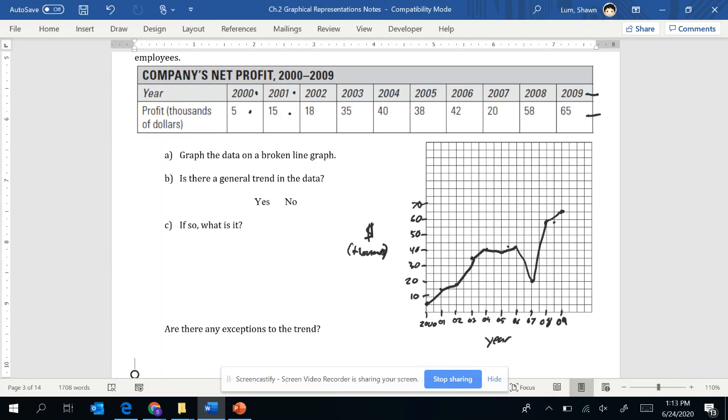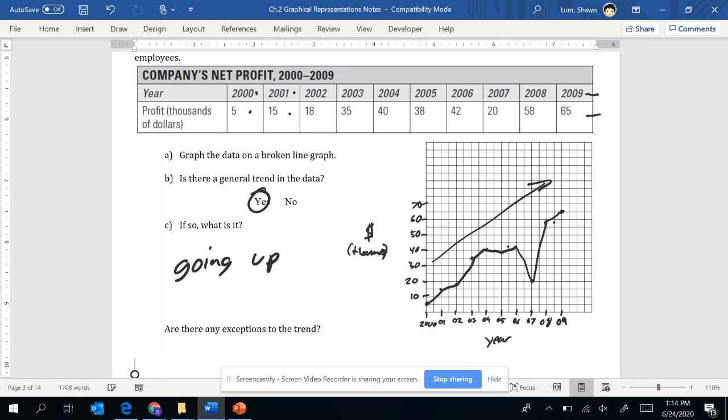So that's what our graph looks like. Now, is there a general trend in the data? That means if you were to make a prediction of what 2010, 2011 is, could you make a prediction? And I would say the answer is yes, you could make a prediction. If so, what is it? Going up. So overall, this trend, it is going up.